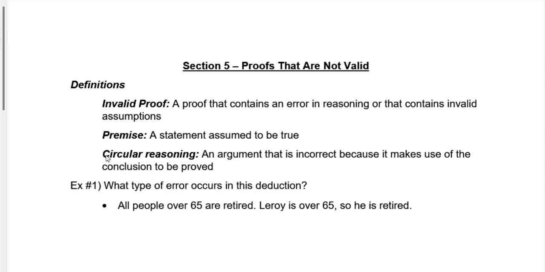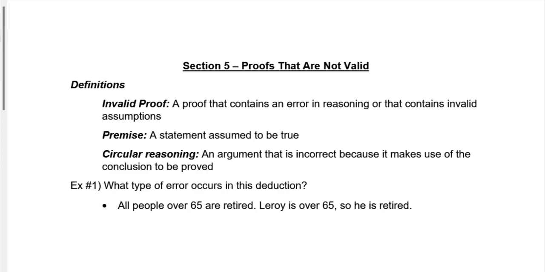One specific type of reasoning that really produces invalid proofs is by using what's known as circular reasoning. And it's an argument that's incorrect because it makes use of the conclusion to be proved. And we'll actually see a case of that in one of our examples.